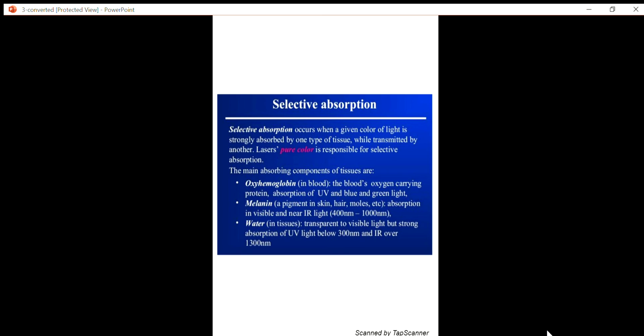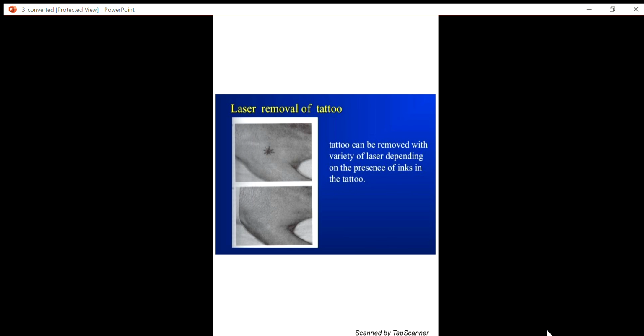Selective absorption. Selective absorption occurs when a given color of light is strongly absorbed by one type of tissue, while transmitted by another. Laser pure color is responsible for selective absorption. The main absorbing components of tissues are oxyhemoglobin, melanin, and water. Tattoos can be removed with a variety of lasers depending on the presence of inks in the tattoo.